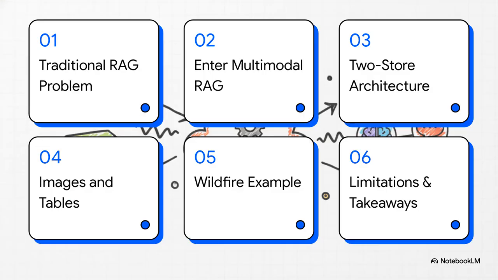So here's our game plan for today. We'll start with the traditional RAG problem, introduce multimodal RAG, explore the two-store system architecture, look at processing images in tables, walk through a real-world wildfire example, and wrap up with some limitations and takeaways.